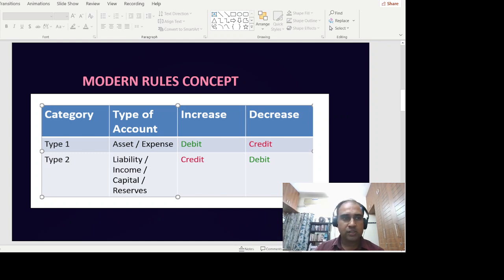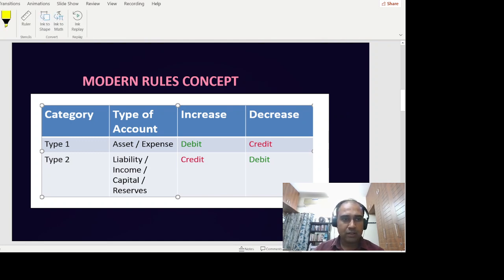In case of modern rules, there are only two rules, guys. One for assets and expenses, another for liability, income, capital and reserve. Rule number one: whenever assets and expenses increase, what we have to do? We have to debit. Whenever assets and expenses decrease, what we have to do? We have to credit. Assets and expenses, if they are increasing, debited. If they are decreasing, credited.